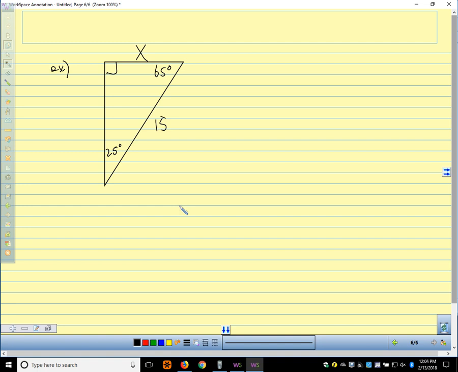So which one do we want to use? Let's use 65. That's fine. We could do it either way. The problem will work either way. So I'm going to say choose an angle. Doesn't matter which one we choose. But we don't want to choose 90 degrees. We don't do sine, cosine, and tangent with 90 degrees. We always do it with one of the other angles.